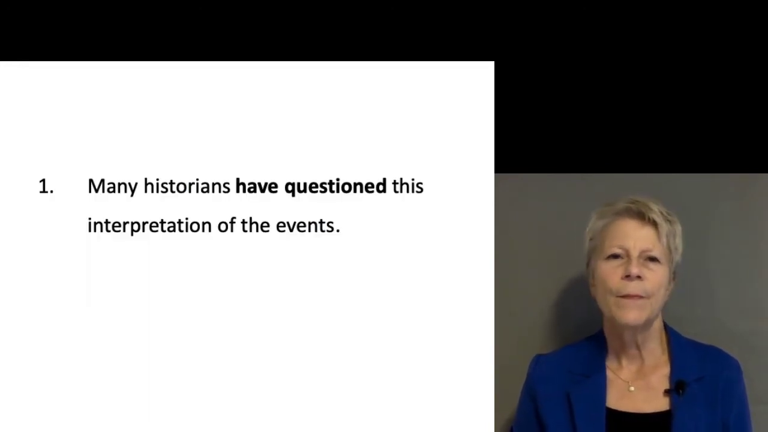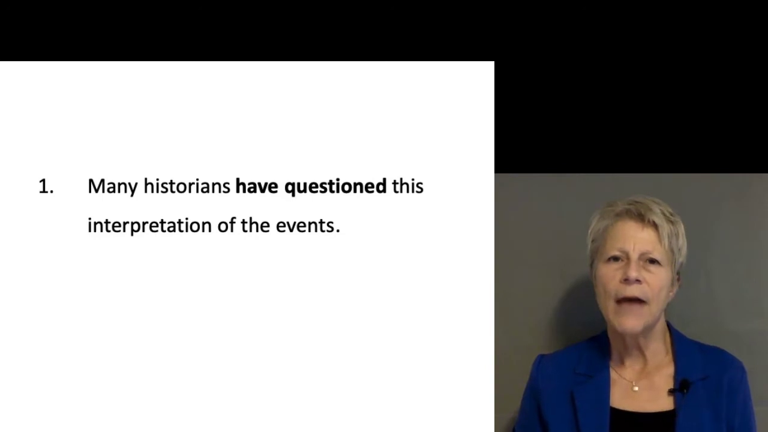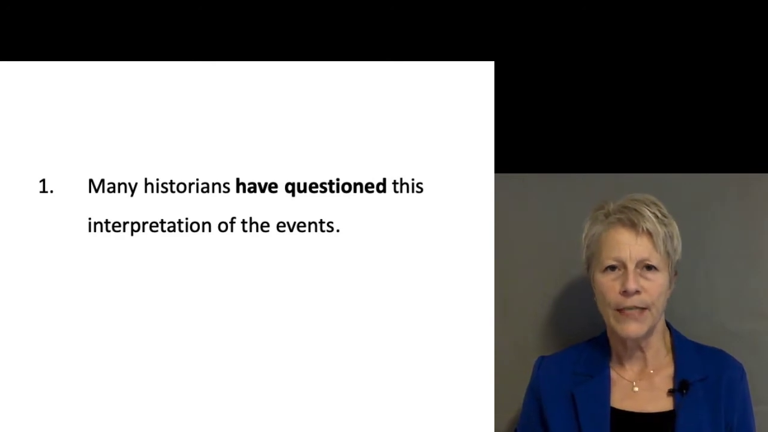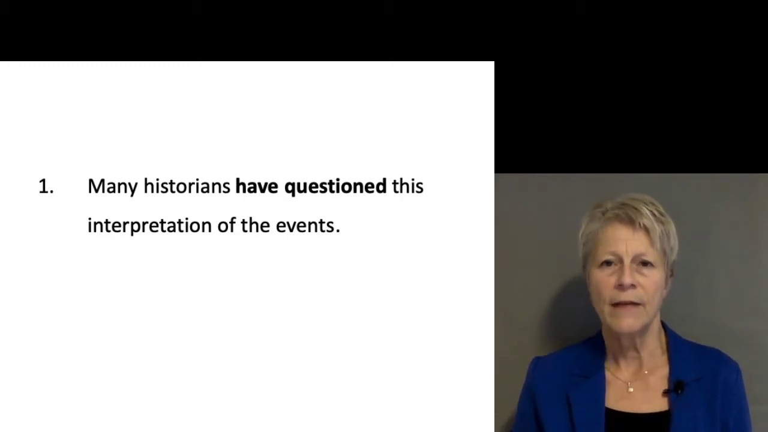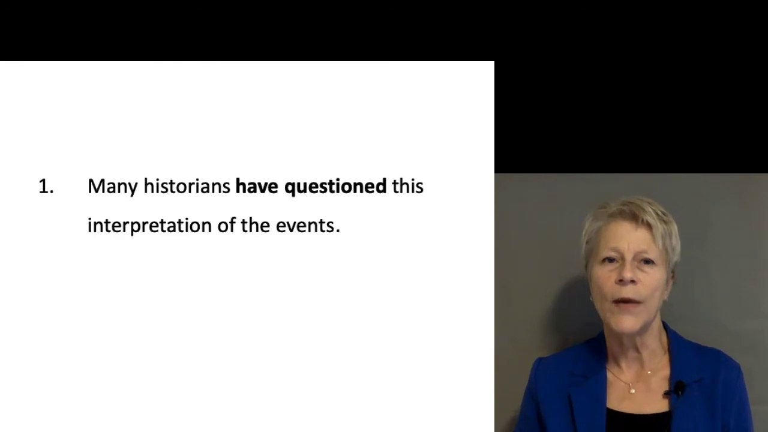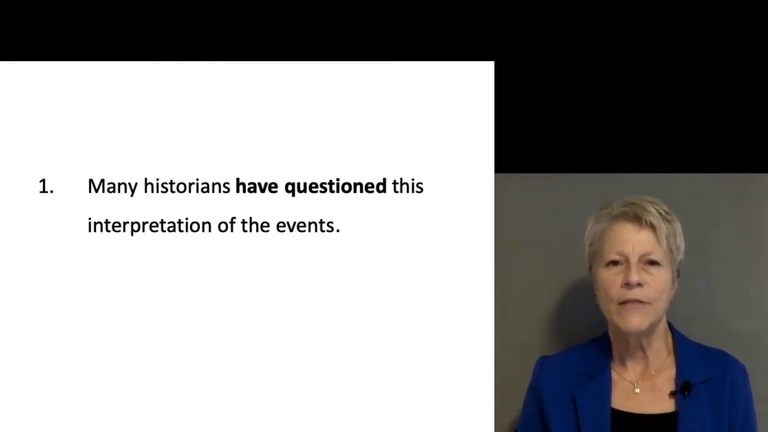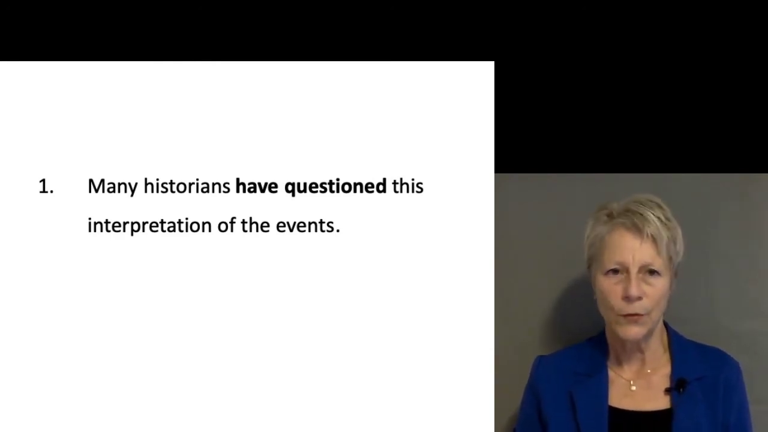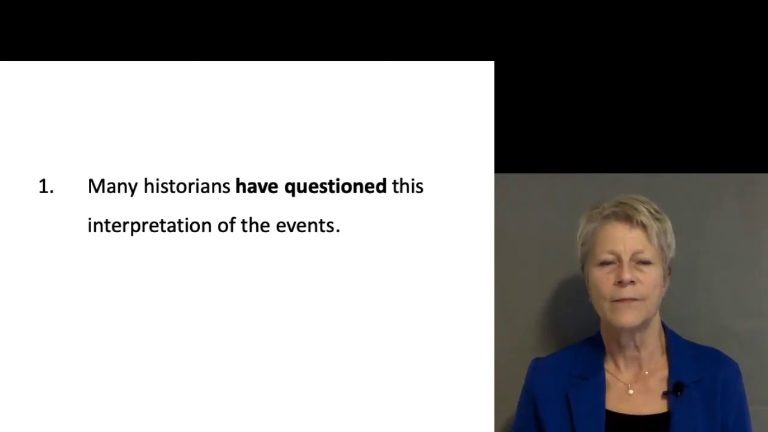Sentence 1. Many historians have questioned this interpretation of the events. Now, why the present perfect here and not the simple past? The answer is because the emphasis is on the fact that this act started in the past and currently is ongoing. That's the specific meaning that is attached to the present perfect tense. The action has not finished yet.